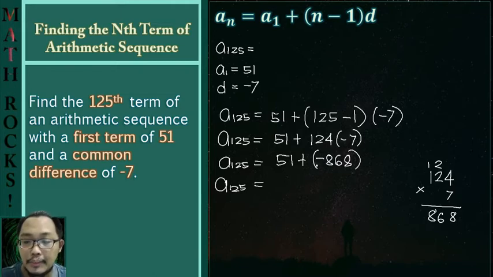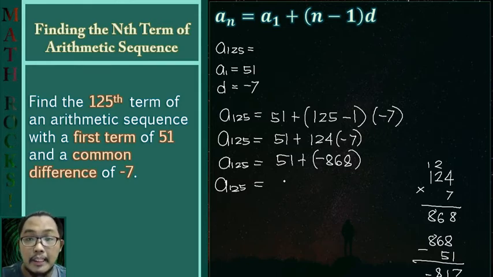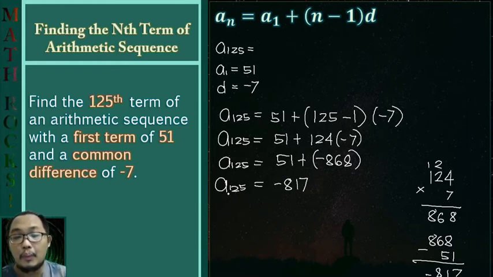So we add these two numbers together. So we may also perform scratch work here. Since we are adding two unlike sign integers, we are performing subtraction instead. So this gives us this number, which will be negative. So the answer here will be negative 817. So this will be our 125th term of this sequence.